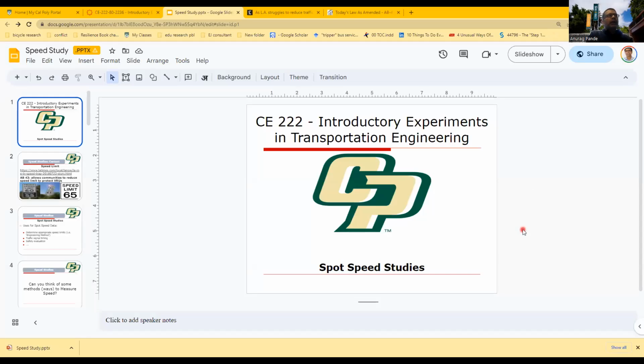Hello, everyone. I want to talk about the spot speed study, which is your next lab assignment. And here I'm going to give you some context of the lab assignment. There are details on your Canvas page that you can refer to.